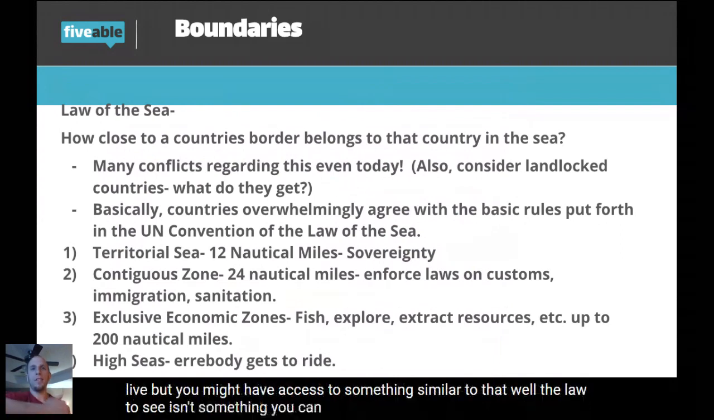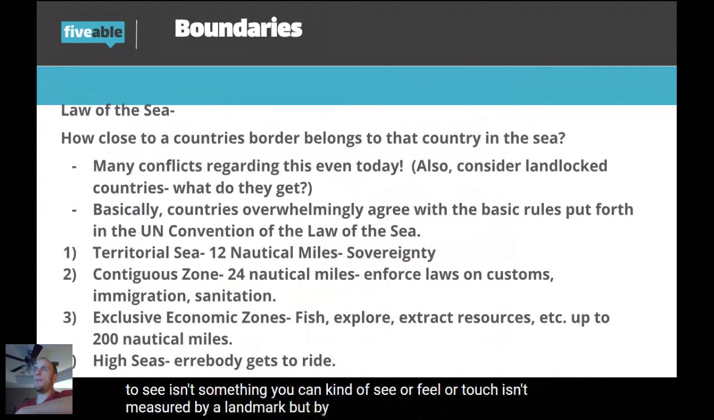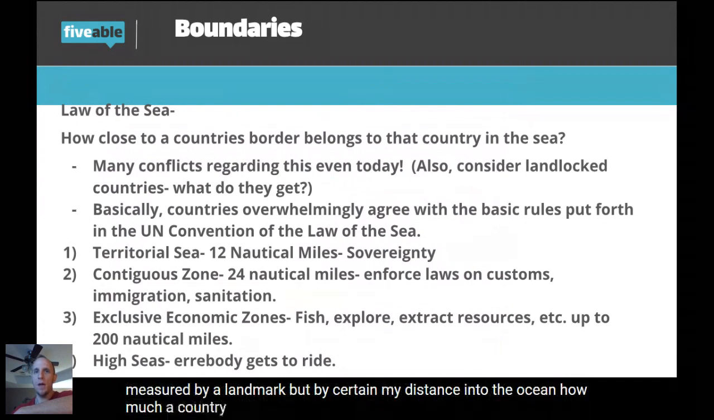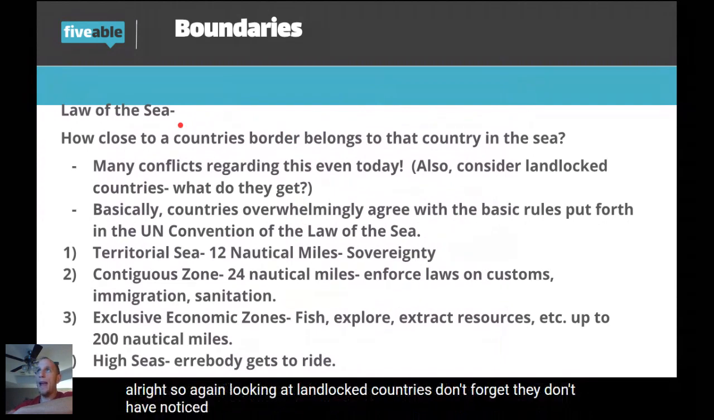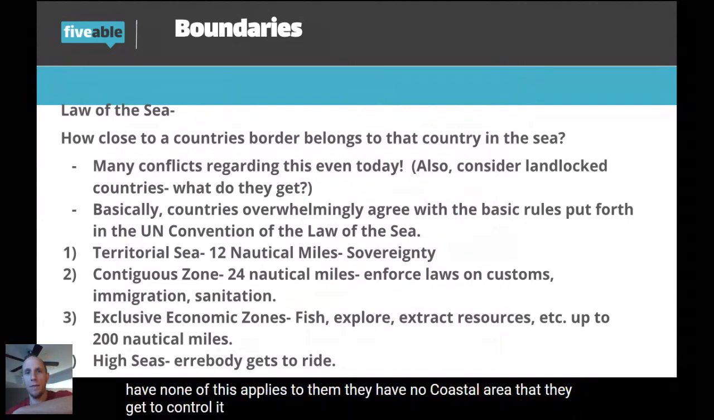Well, the law of the sea isn't something you can see or feel or touch. It isn't measured by a landmark, but by a certain amount of distance into the ocean, how much a country is going to control off of their coast. Again, looking at landlocked countries, don't forget, none of this applies to them. They have no coastal area that they get to control. And that's not fair, is it? But that's just the way it is.